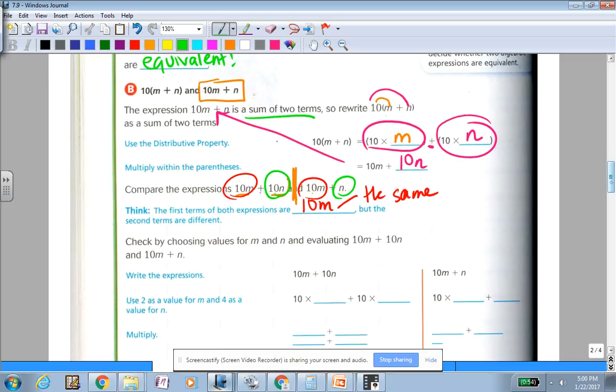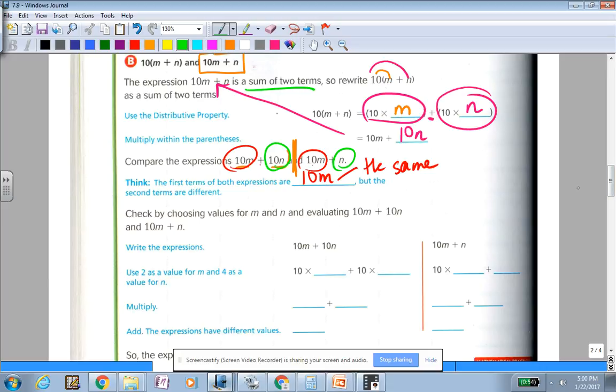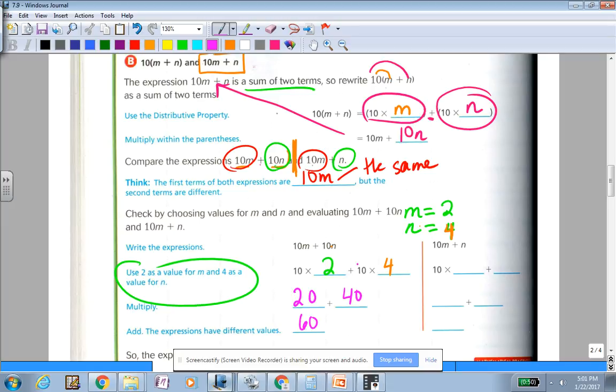But again, let's take it one step further, justifying our reasoning, making sure we can say our answer is reasonable. Now I'm going to substitute the value m and say, let me make that 2, and n is going to become 4, as we've been asked to do. So instead of 10m, it's going to be 10 times 2. Instead of 10n, it's going to be 10 times 4. 10 times 2 happens to be 20. 10 times 4 happens to be 40. 20 and 40 is 60.